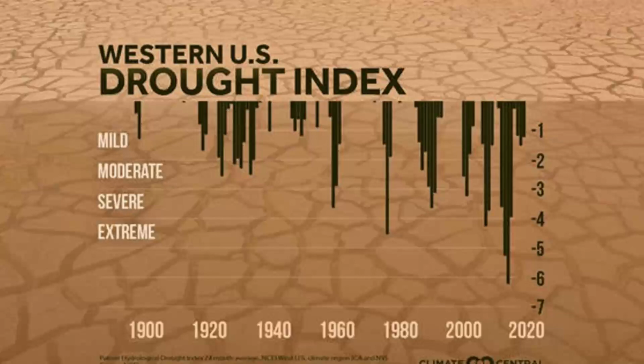So this is the Western Drought Index. The more negative, the worse. Obviously, you have the indication on the left of mild, moderate, severe, and extreme, and we're now in 2022 into the extreme territory for those more arid southwestern states.